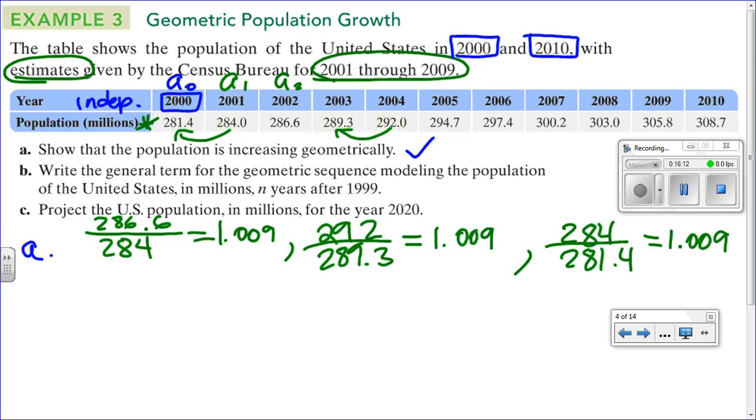Okay, let's see. Write the general term for the geometric sequence modeling the population of the United States in millions, years after 1999. So here I'm going to correct myself because I didn't read this part first. What I'm going to say is that for the year 1999, that will be our A sub zero term. So here, I'm going to go back and correct that. Here, this is A sub 1, A sub 2, A sub 3, A sub 4, A sub 5, and so on. But remember, the subscript has no numerical value. Well, if you substitute it, it does.